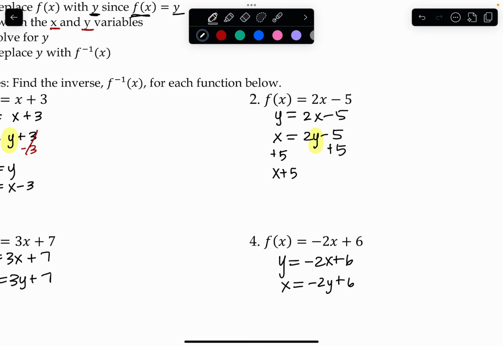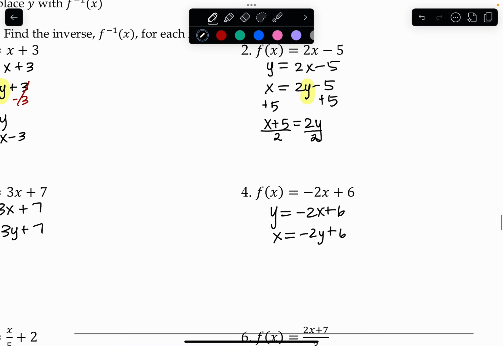Always get rid of the number that's not attached to your variable. And then we would divide everything by 2. Not just the x, not just the 5. The entire expression has to be divided by 2. And so y equals x plus 5 all over 2.